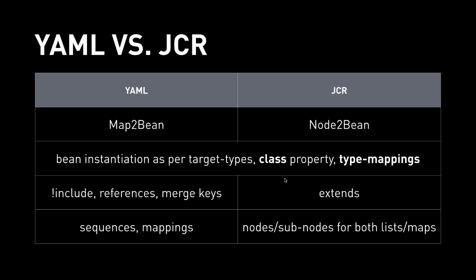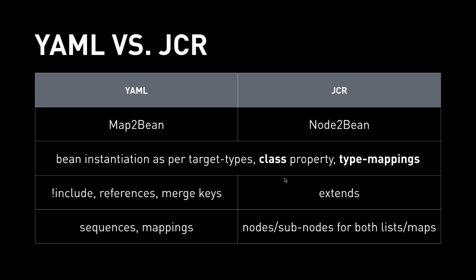Basically, they use different but similar transformer components. So in one case, we have map to bean, we have node to bean. Both account for the class property, let's say if you want to specify what concrete class you want to use for a specific definition, and they account also for type mappings that are different in the system. In JCR you can use extends. In YAML you would use includes or references or merge keys. We'll expand on that in the next few slides.